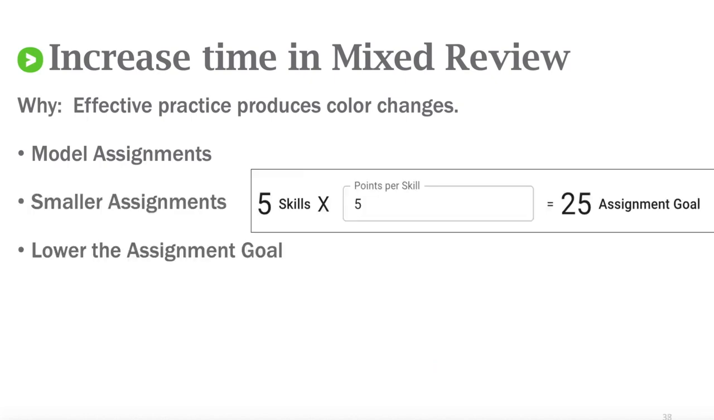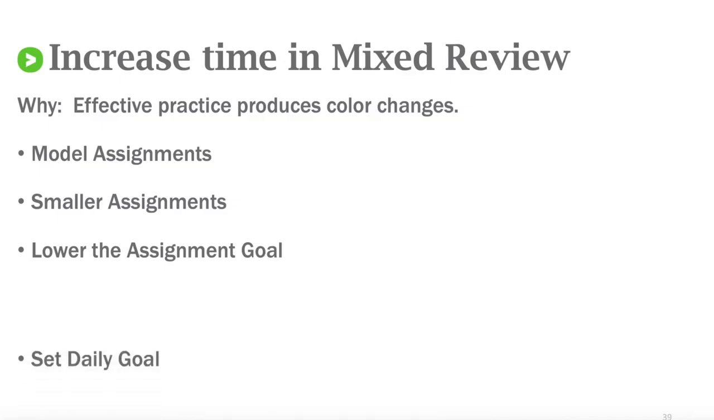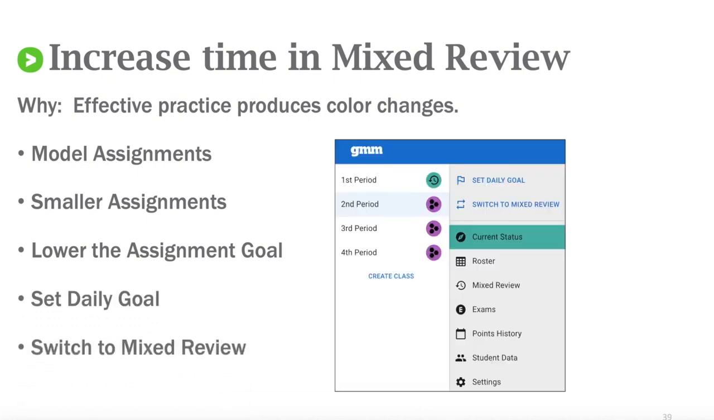Encourage your teachers to create smaller assignments and lower the assignment goal. 5 skills at 5 points per skill with a 25-point assignment goal is just too high. That means students have to get 25 questions correct on the first try in order to move to mixed review. By lowering those values, it'll give focused practice on that material today, but then allow the students more time in mixed review. Encourage your teachers to be sure to set a daily goal and switch students to mixed review every day. Those buttons are found on the teacher application.